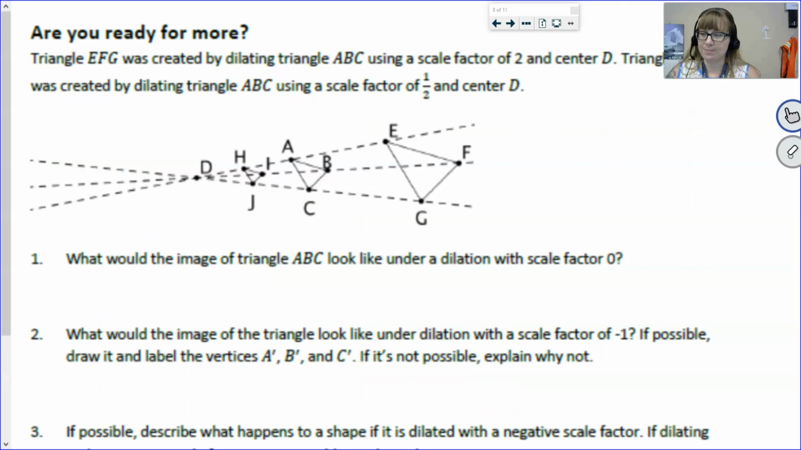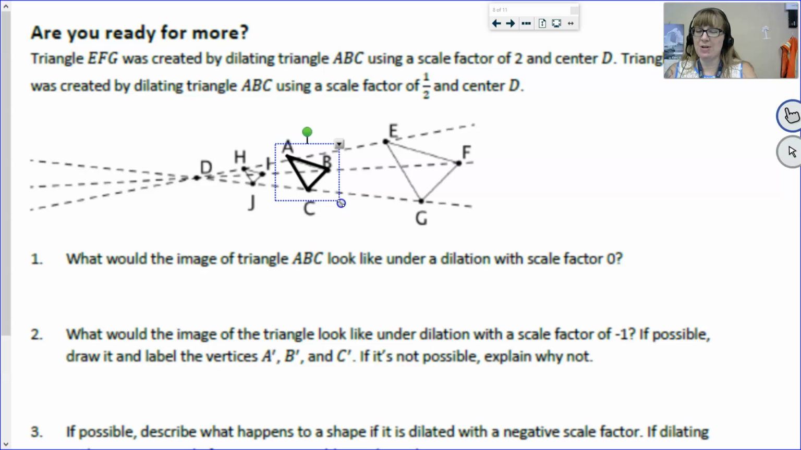Are you ready for more? Triangle EFG was created by dilating triangle ABC using scale factor 2 and center of dilation D. Triangle HIJ was created using triangle ABC as the original, but using scale factor 1/2 and still using center D. So with that in mind and with this beautiful diagram, I want you to make a prediction. What is it going to look like if I try to do a dilation of triangle ABC with scale factor of 0? Pause the video long enough to make a really good prediction about this. Now that you have your prediction, let's take a look and see.